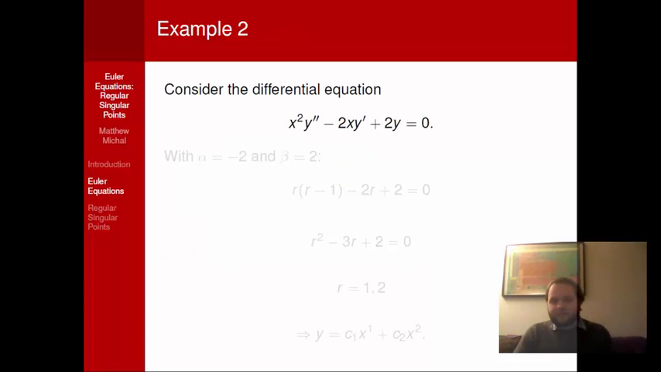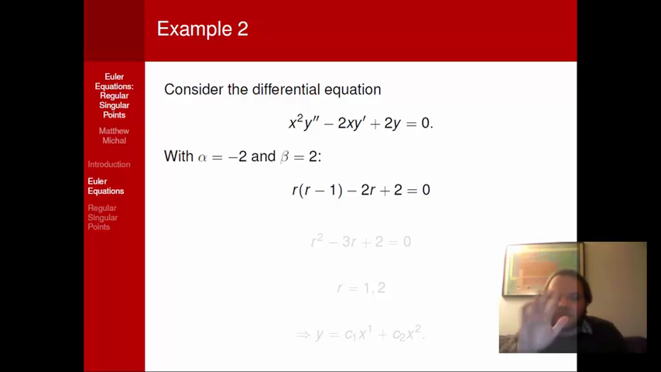Here's another one. Simple case. Still x not equal to 0. x squared y double prime minus 2xy prime plus 2y is equal to 0. So in this case, the thing in front of xy prime is negative 2. The thing in front of y is 2. So alpha is equal to negative 2. Beta is equal to 2. Plug it in.